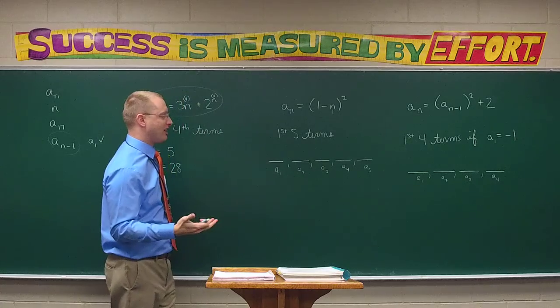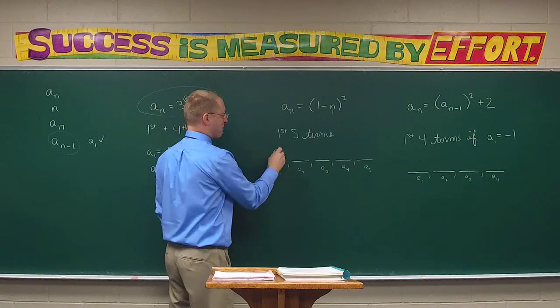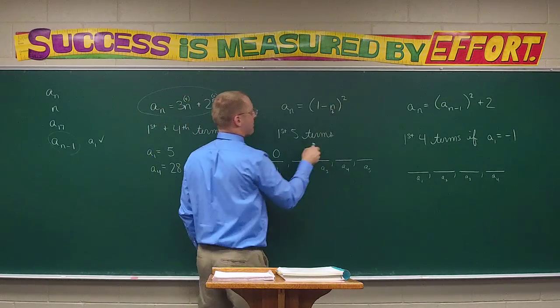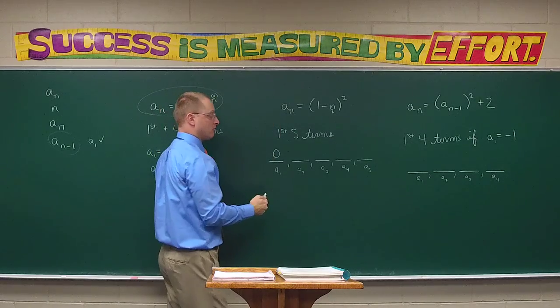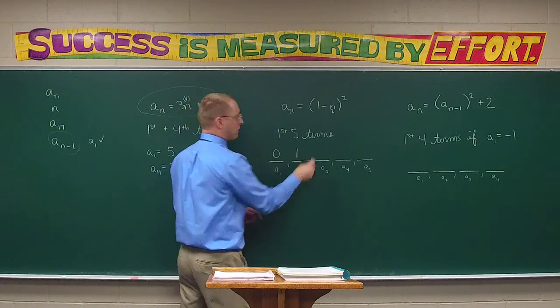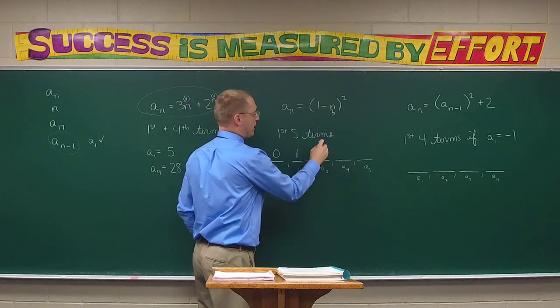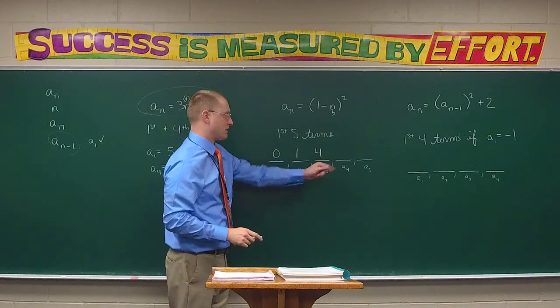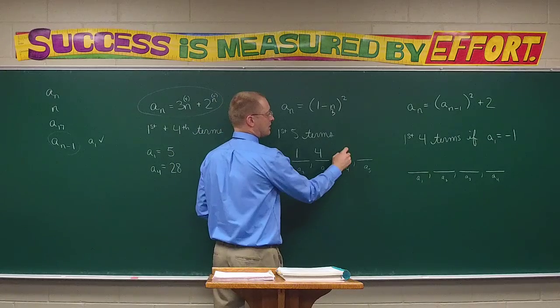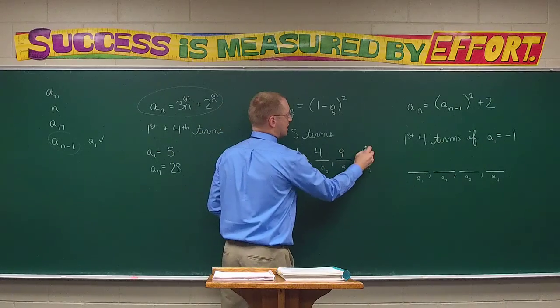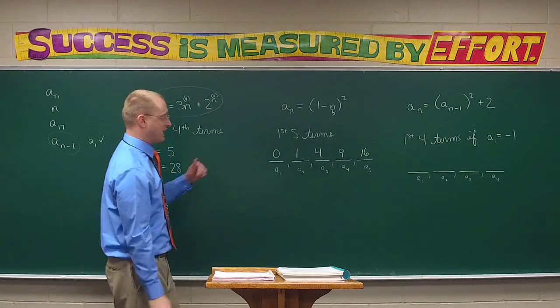1 minus 1 squared, class, gives us 0. Then we plug in a 2. 1 minus 2, you square it, negative 1 squared is 1. You plug in a 3, so that's 1 minus 3 quantity squared is 4. We kind of see what's happening here. What's the next value? A sub 4. 9, and then finally 16. So pretty much just listing out our squares beginning at 0 here.